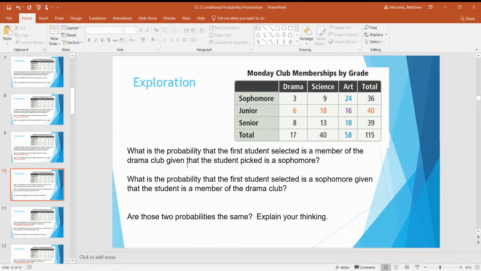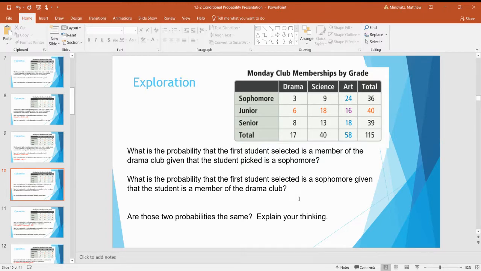Now, we got 3 more questions. And these are going to go a little bit more in depth and really introduce us to conditional probability. So what is the probability that the first student selected is a member of the drama team, given that we know the student's a sophomore? What's the probability that the first student selected is a sophomore, given that they're a member of the drama club? So we know that they're a member of the drama club. What's the probability that they're a sophomore?